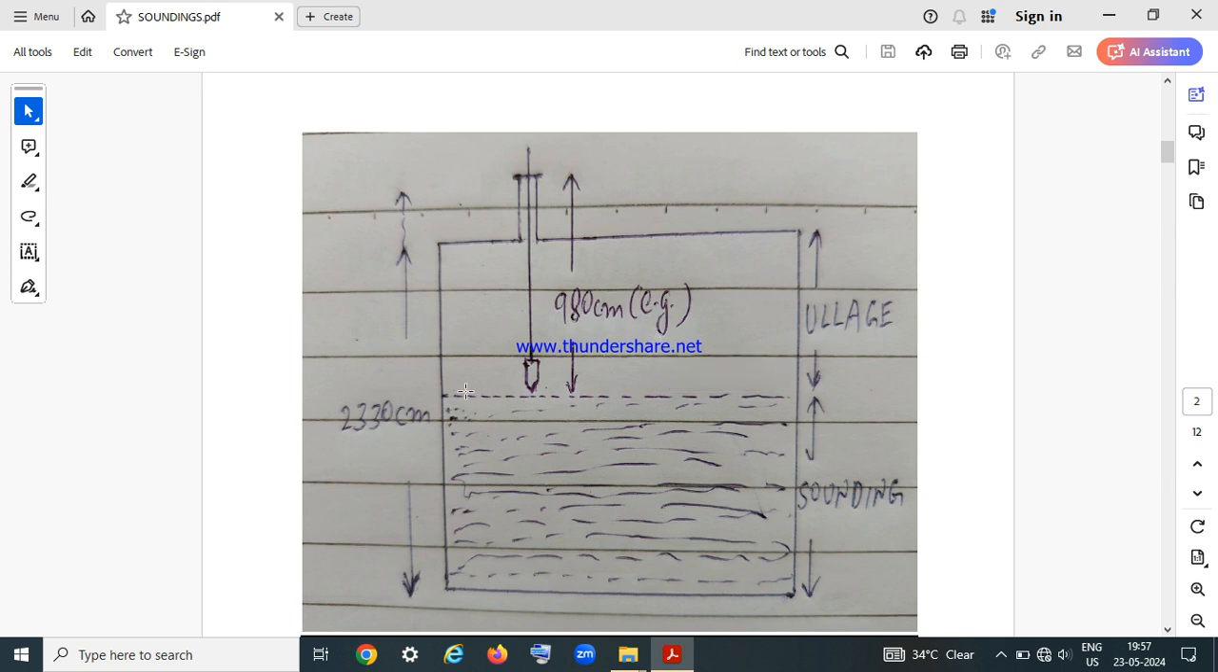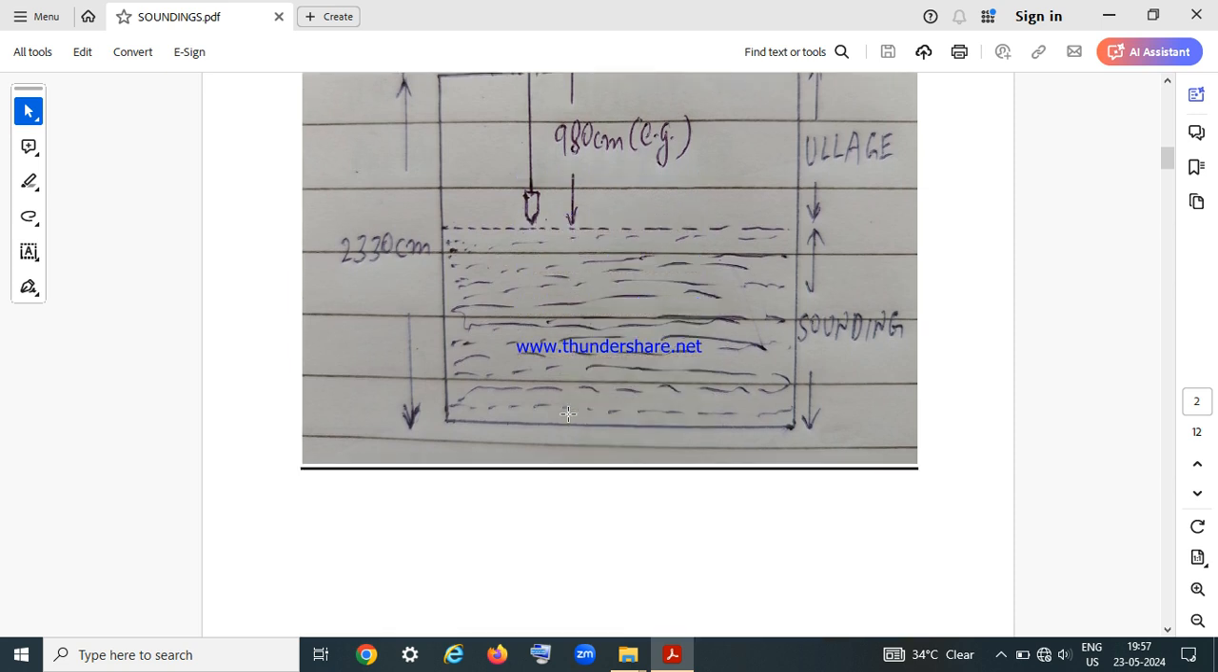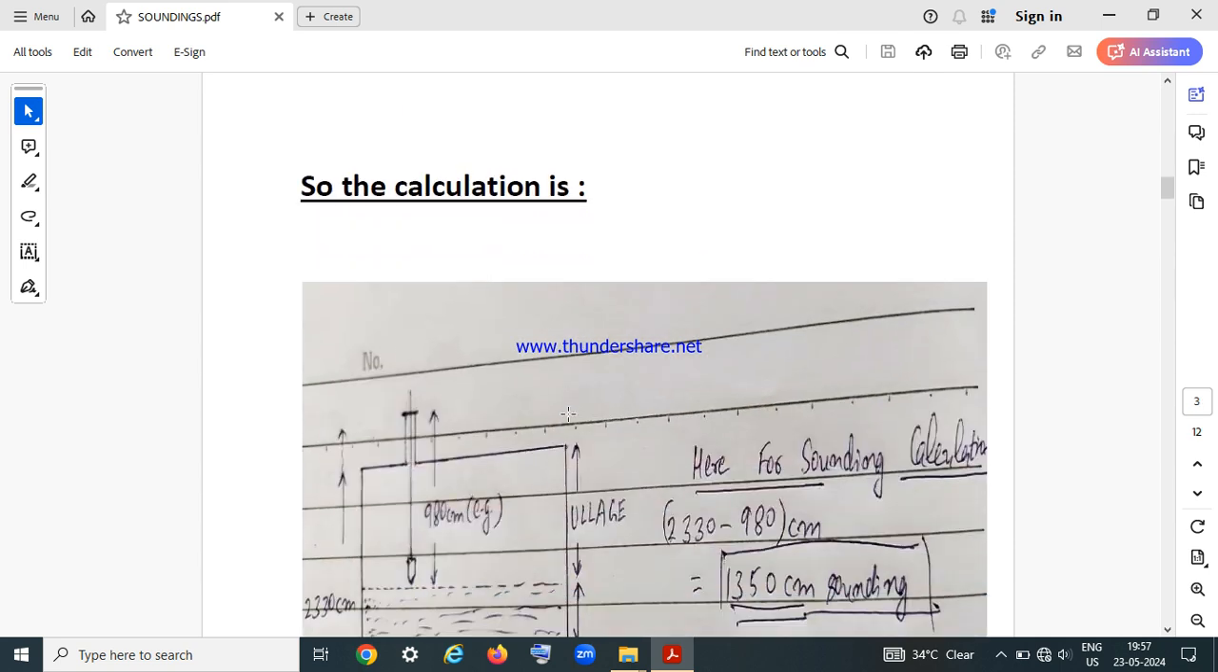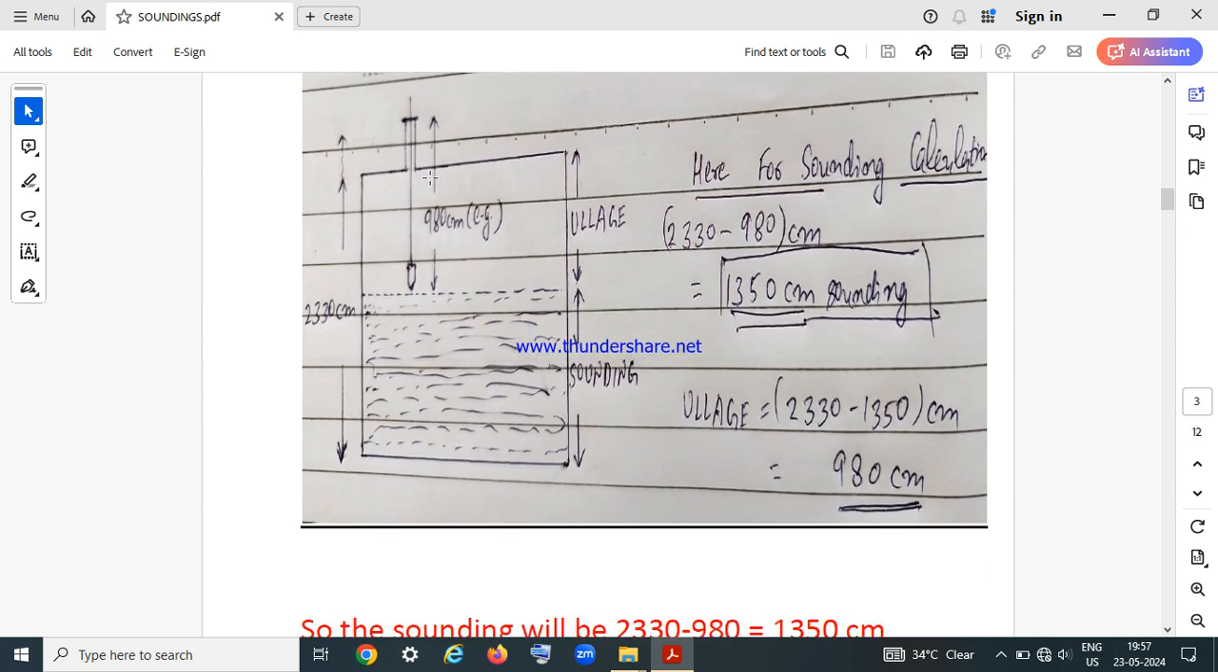So basically we want to calculate the sounding. So how we will calculate? We will subtract the ullage from the sounding. So here calculation I will show you. So this is the calculation. So suppose, as I have explained, 980 centimeter sounding tape I have put inside the sounding pipe to the particular tank. This can be one port, one star port, two port, two star port, any tank for which you are taking. And this value 2330 centimeter, this one you will find in your manual sounding table of your vessel.